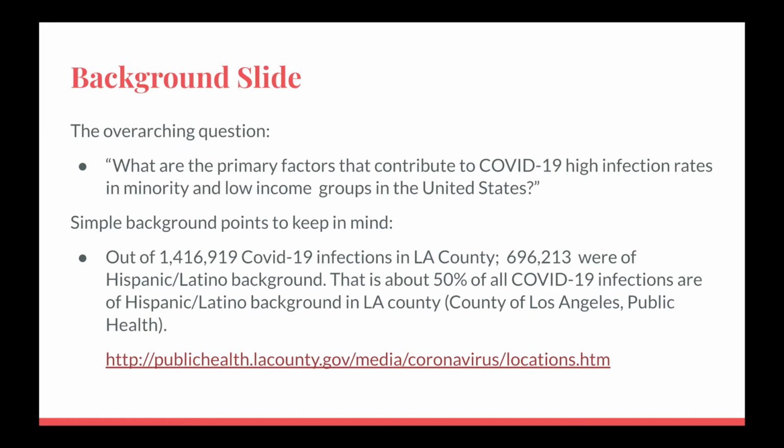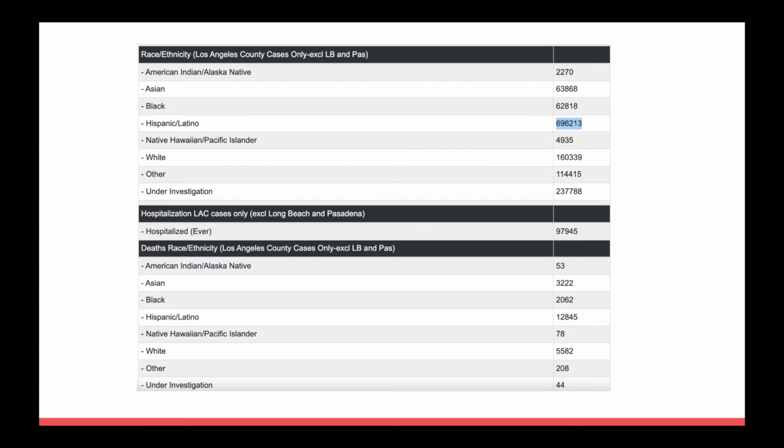So that got me thinking, why is it that some Hispanics or other racial and ethnic minority groups tended to get high COVID-19 rates in comparison to others? Adding to that point, this is where I got my data. This is from the LA County Public Health website. And as you can see, you could start seeing the disparities in COVID-19 cases as well as in deaths in certain racial and ethnic groups, which is something to keep in mind for the future slides.